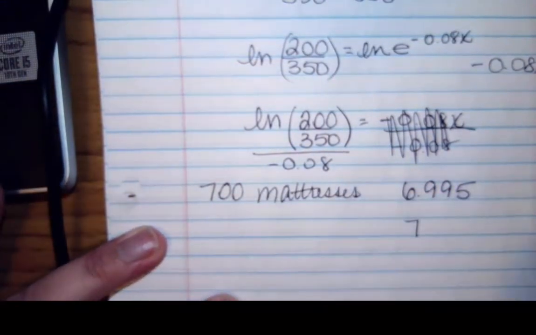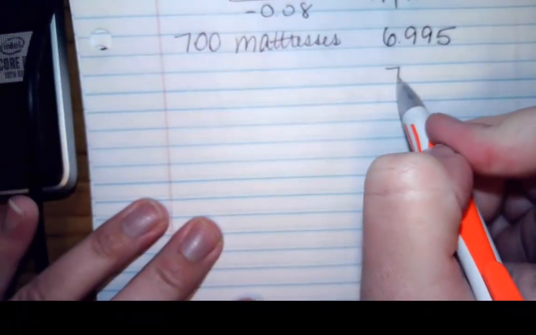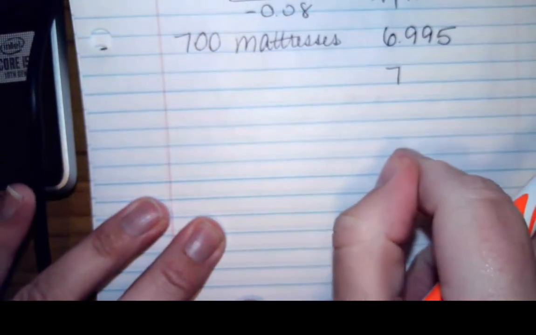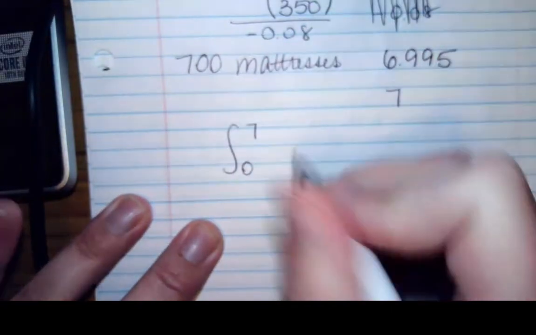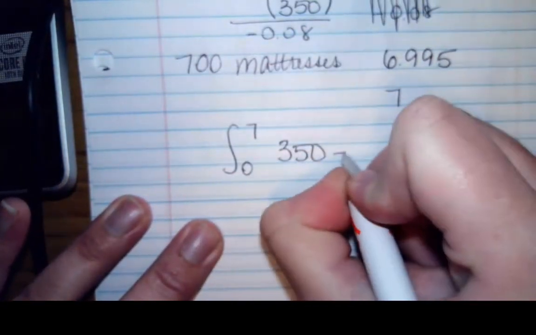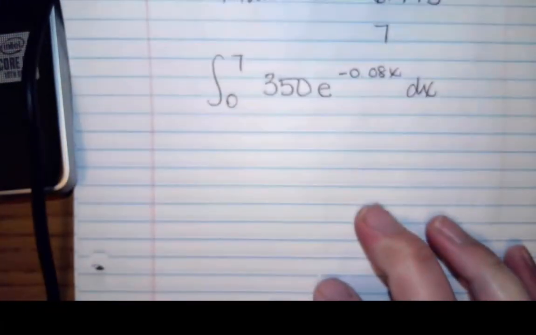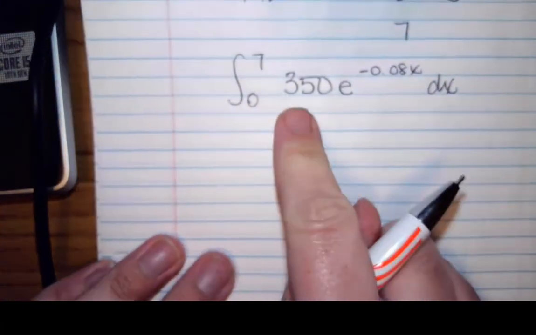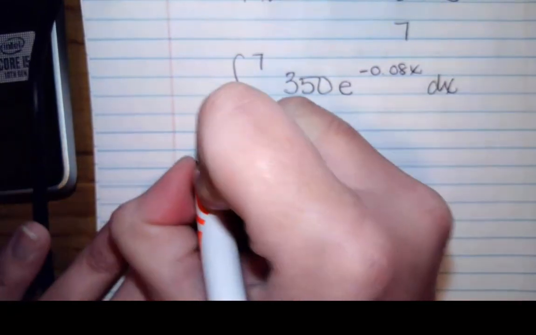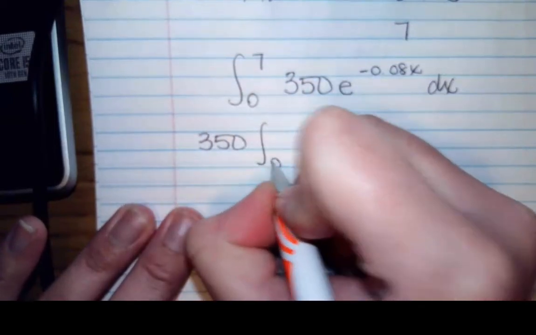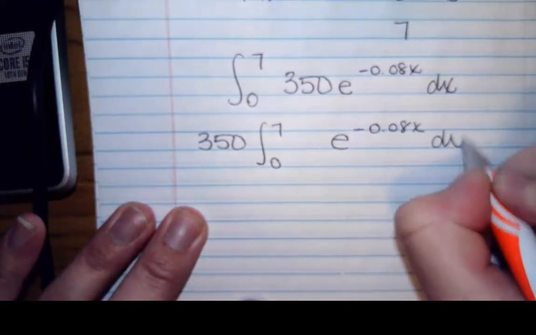And now we're in the same position that we were last time. What I have this time is I now know that my limits of integration are going to go from 0 to 7 of my original function, which is 350 times e to the negative 0.08x dx. So I'm going to pull my 350 out front, and I'm going to have to use some u-substitution. So my 350 is coming out front, I'm going from 0 to 7, and I have an e to the negative 0.08x dx.